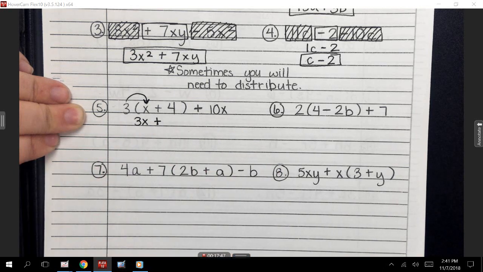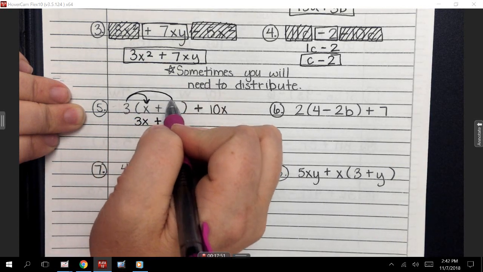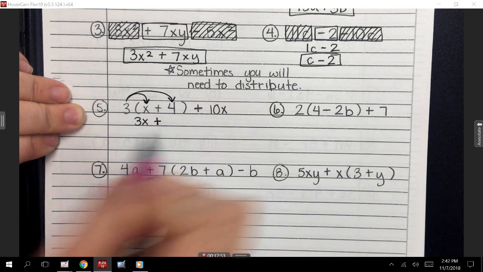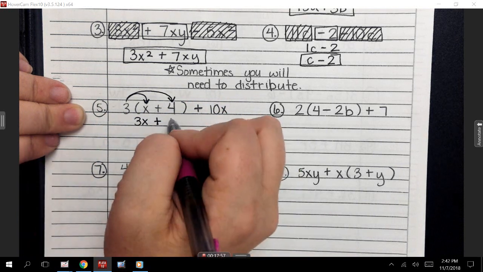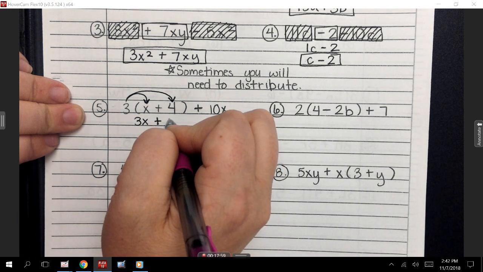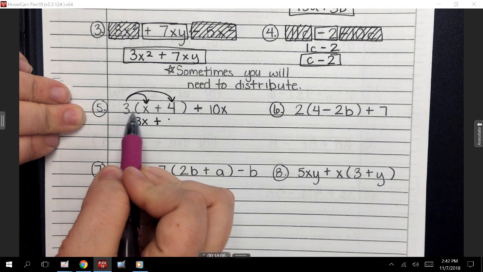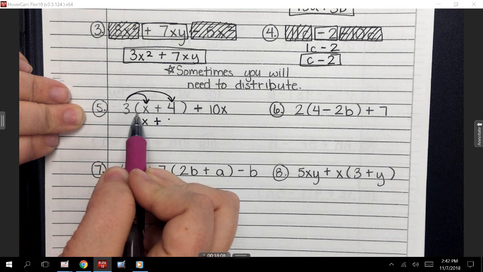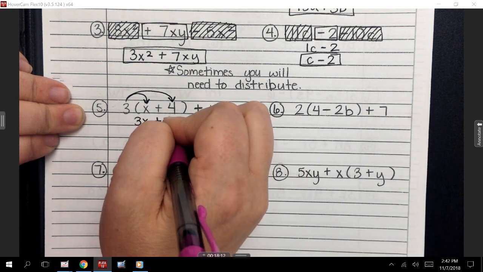Have I passed it to everything? No. Now I've got to pass my 3 to 4. So when I pass 3 and multiply it times 4, 3 times 4, what does that give me, Jay? What am I doing when I'm distributing? Think about it. The 3 is right next to the parentheses. We're multiplying. So 3 times 4 is 12.